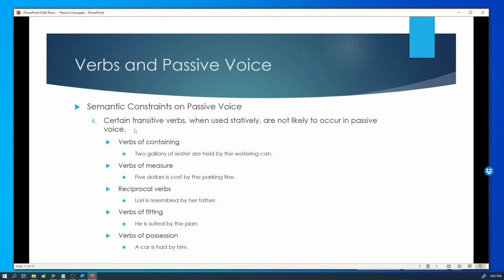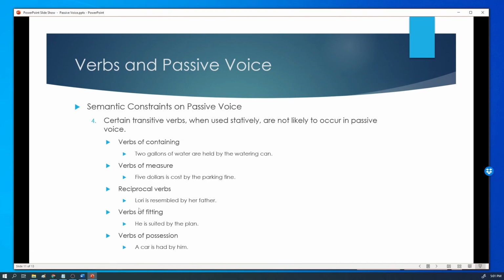A few other things. Some transitive verbs are not always used in passive voice because they are used statively. So 2 gallons of water are held by the watering can. That's strange because the watering can is actually not holding. We have people's hands are holding the watering can, but I cannot say the watering can is holding because it doesn't have human hands.